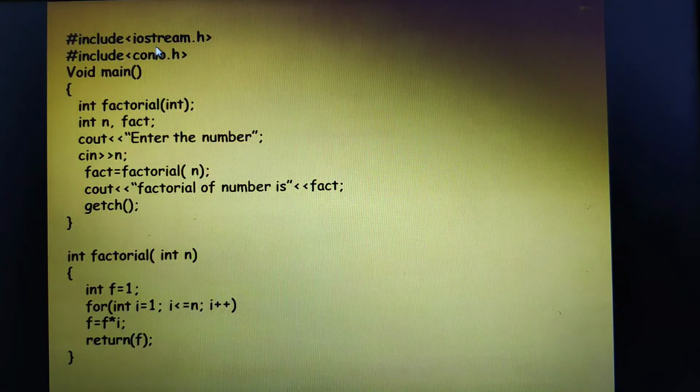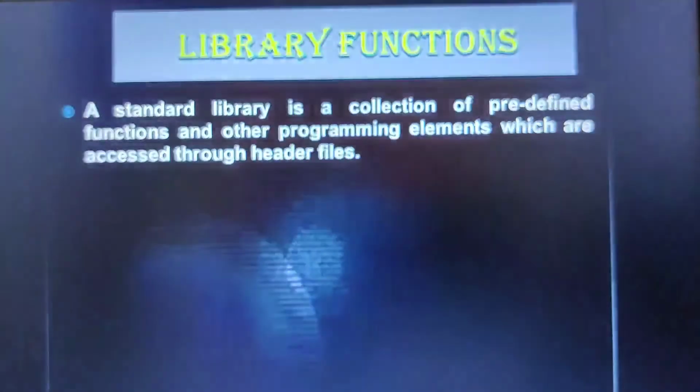These are the library functions where we are using a prototype known as hash include. This is a directive, and then we are mentioning the header file in angle brackets followed by an extension known as .h, which indicates it is a header file. Let us move on to the next topic here.